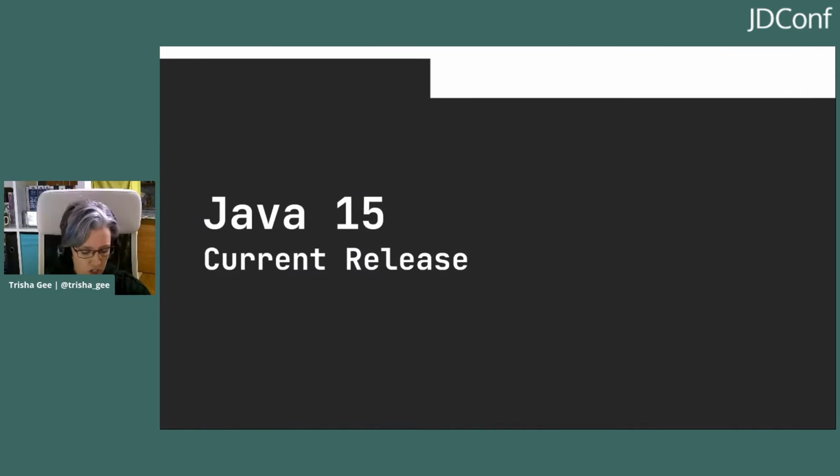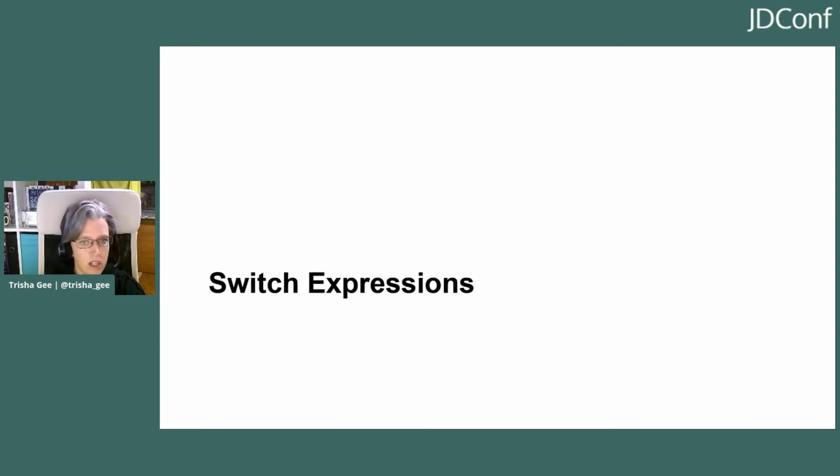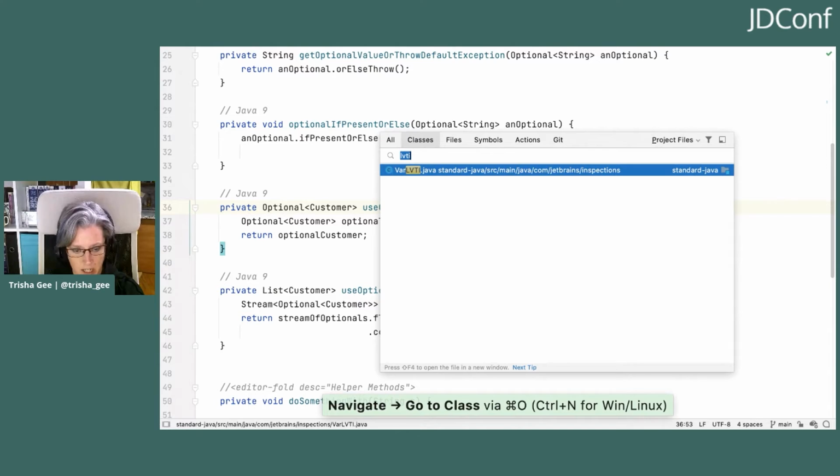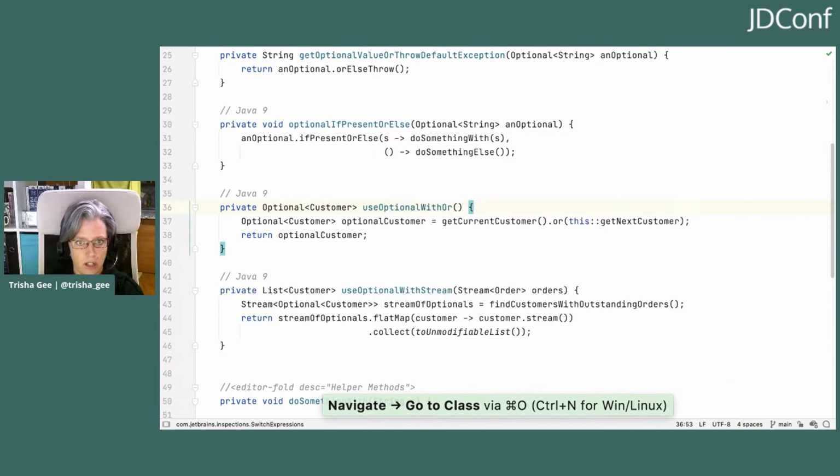Okay, so let's move on to the Java 15 features. Java 15 is a current release. It came out in September. The first thing I want to show is switch expressions. You might have seen some of these in some of the other talks so far. Let's look at switch expressions.